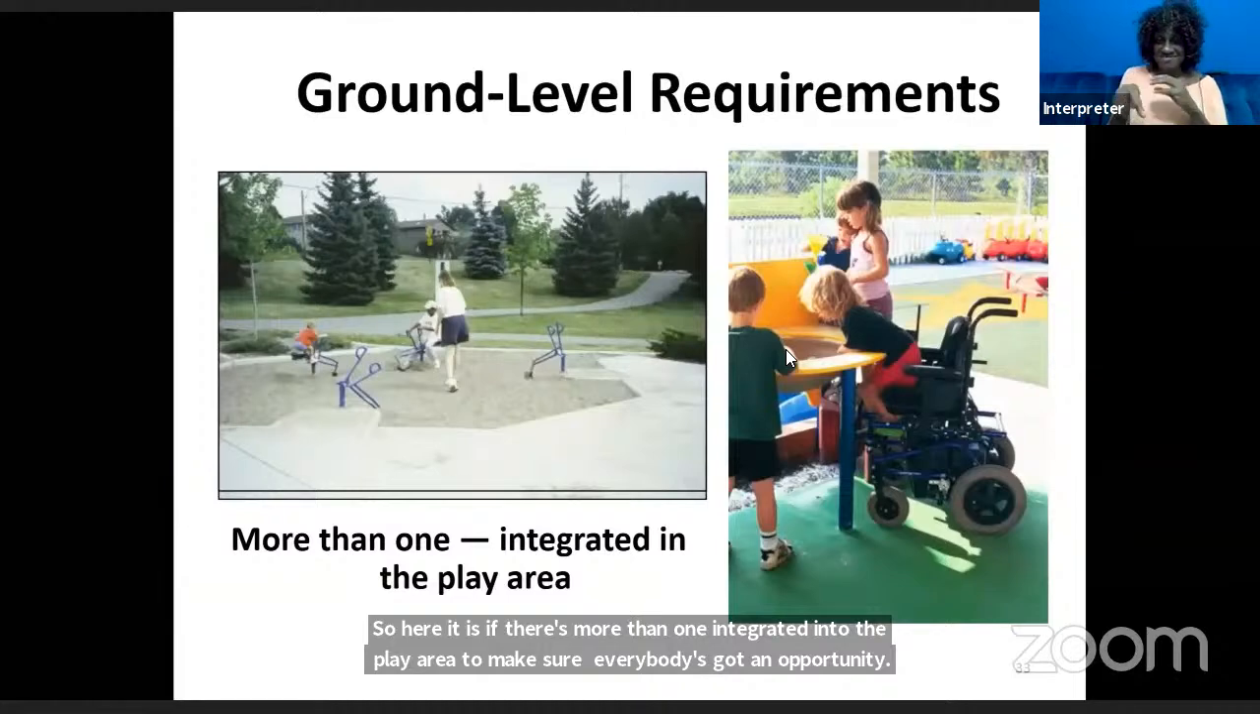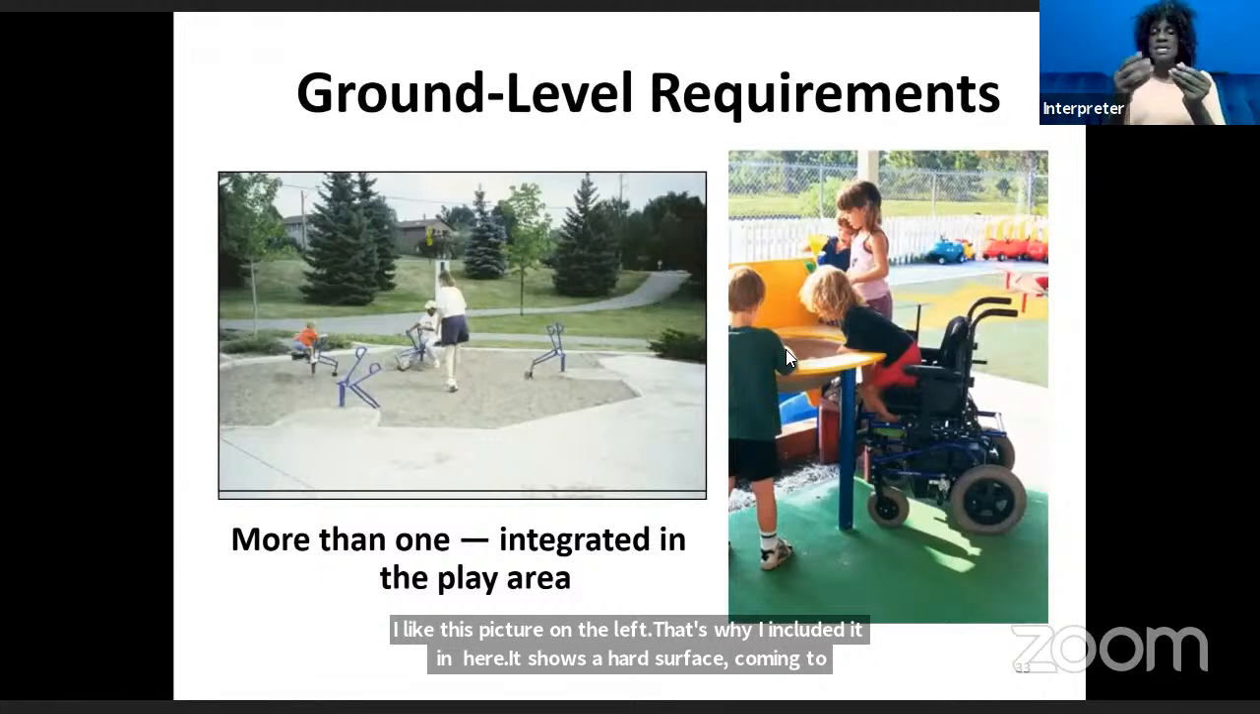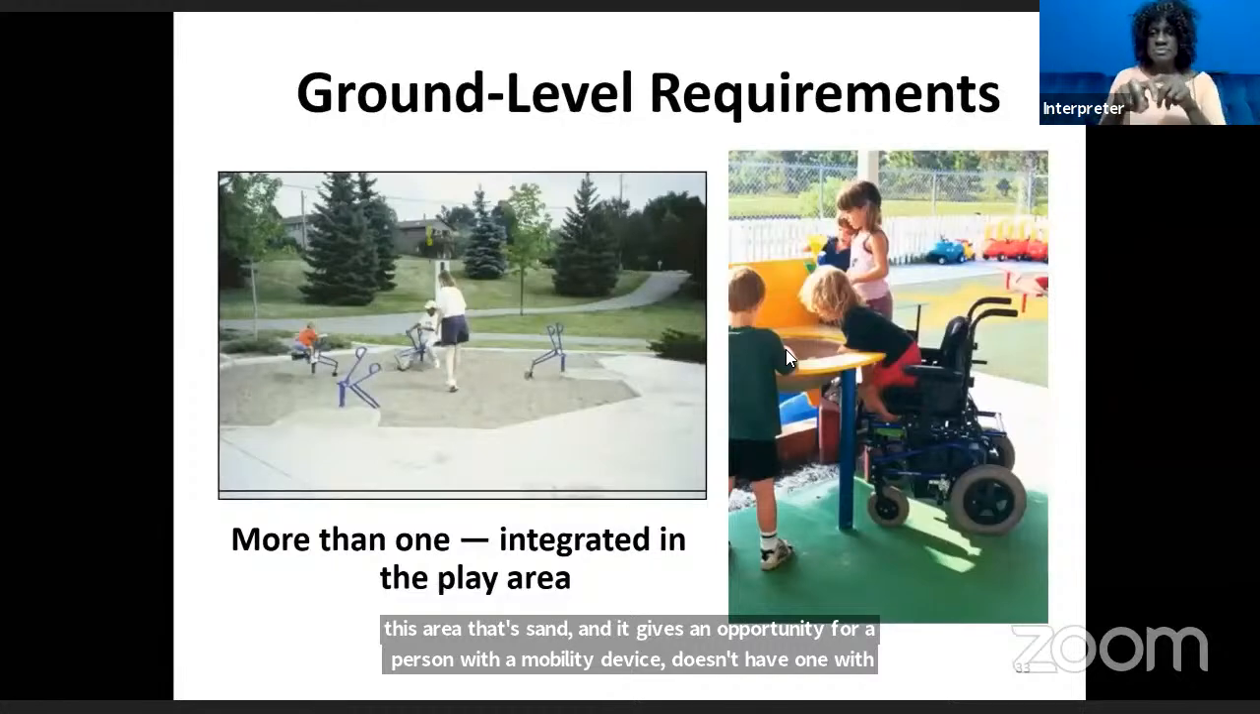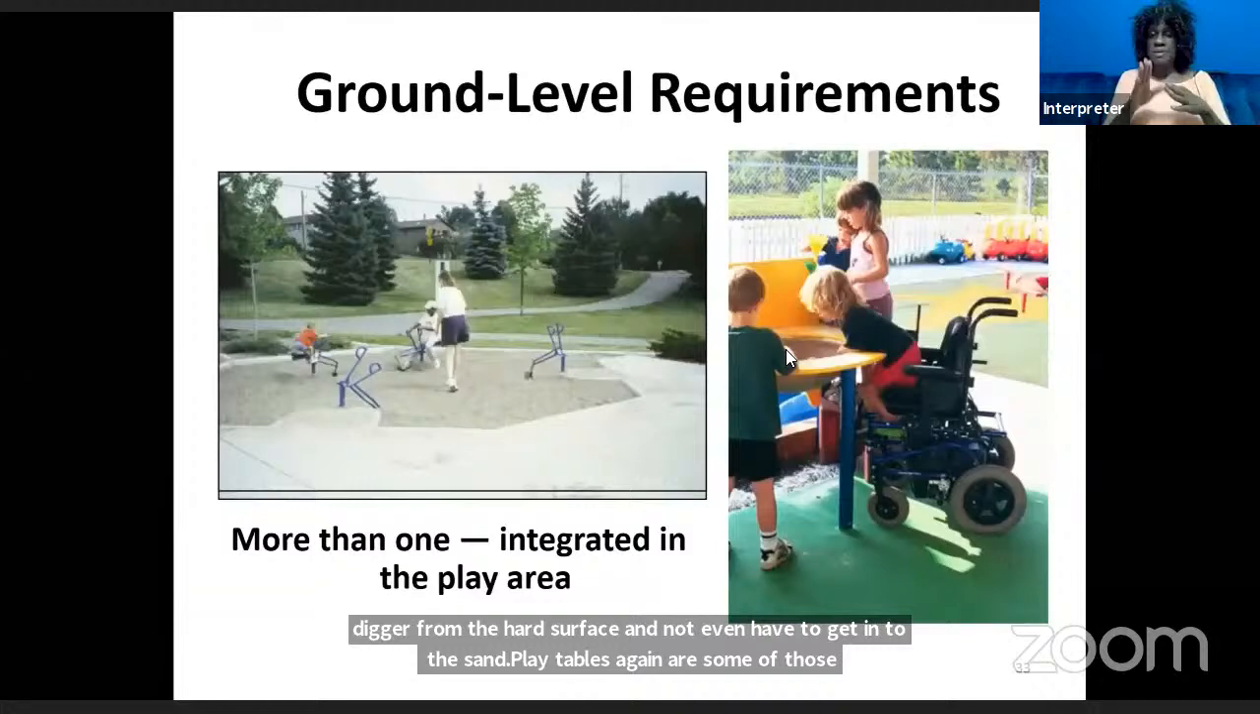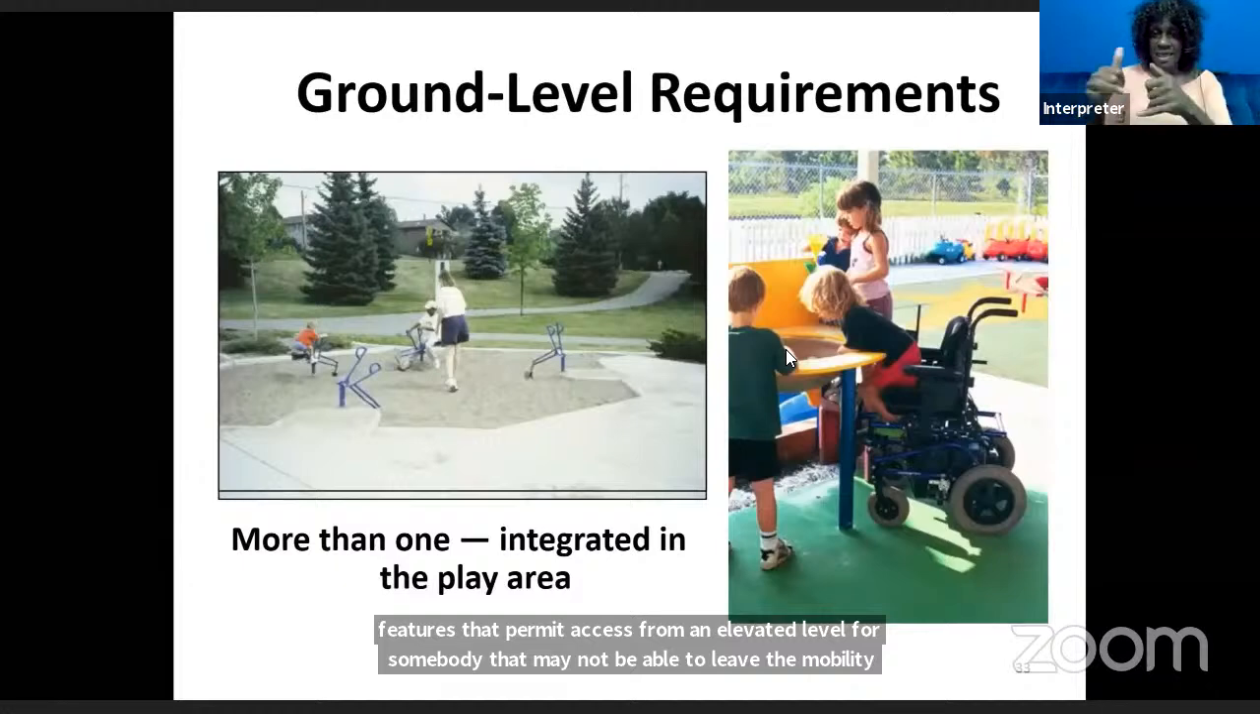It shows a hard surface coming to this area that's sand, and it gives an opportunity for a person with a mobility device. It doesn't have one with a seat, but has one where you can pull up from a mobility device and still do the sand digger from the hard surface and not even have to get into the sand. Play tables, again, are some of those features that permit access from an elevated level for somebody that may not be able to leave a mobility device, but still interact with those young kids around them in the same opportunity.